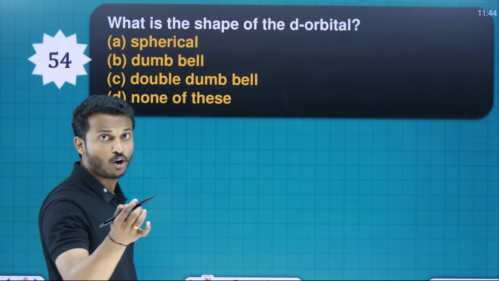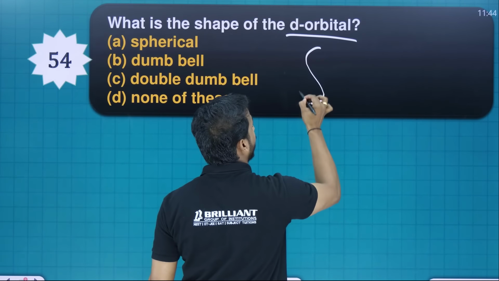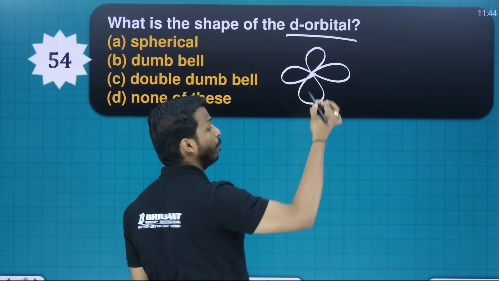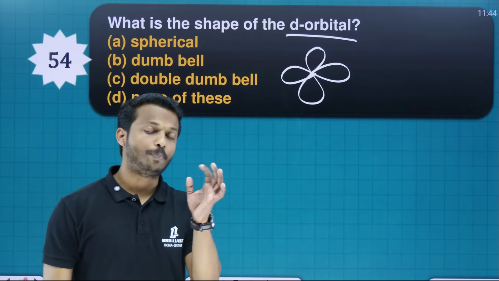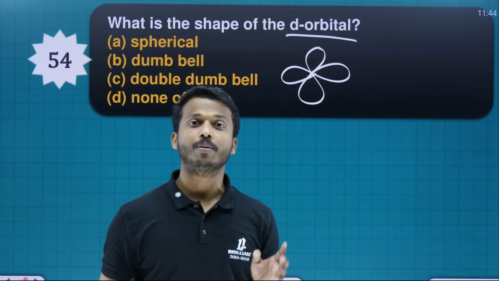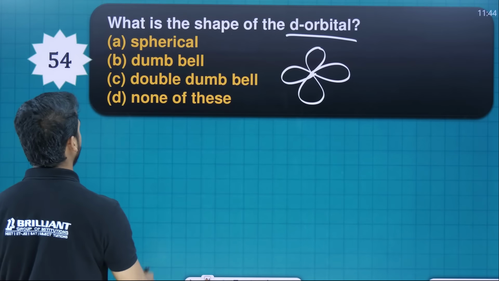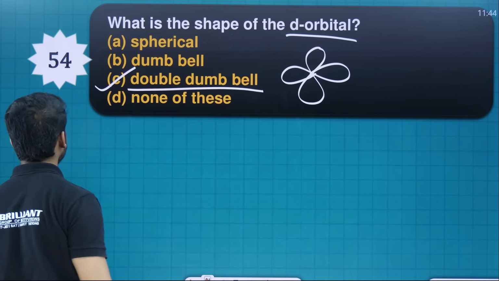What is the shape of the d orbital? D-orbital is dumbbell shape, right? Which dumbbell? Double dumbbell shape, right? So s orbital is spherical shape, p orbital is dumbbell shape, d orbital is double dumbbell shape, right? Double dumbbell in shape.